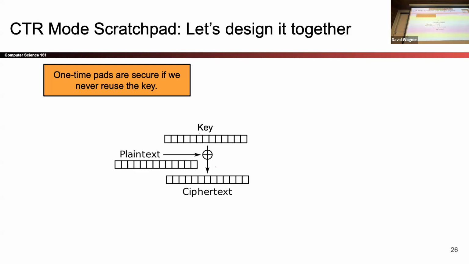The motivation here is the one-time pad. Remember, the one-time pad is perfectly secure, but it required very long keys and you couldn't repeat them, which was super annoying. So what we're going to do is come up with a way that's sort of like that, but using a block cipher.